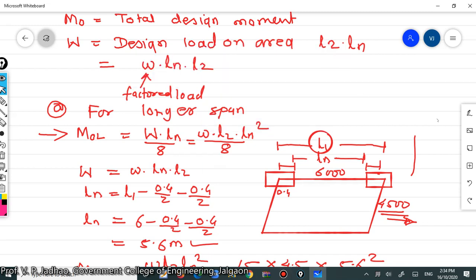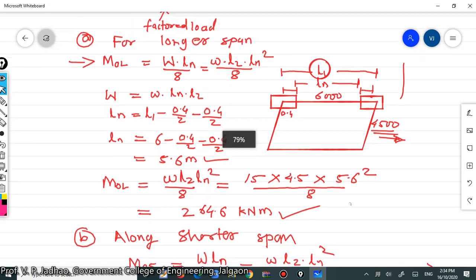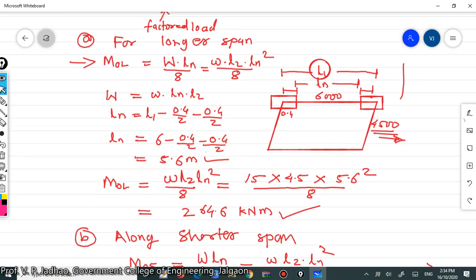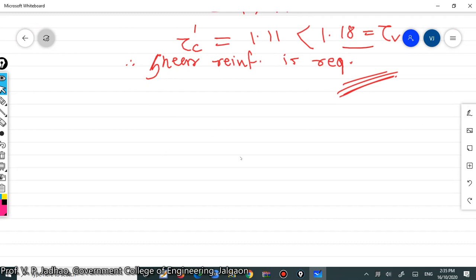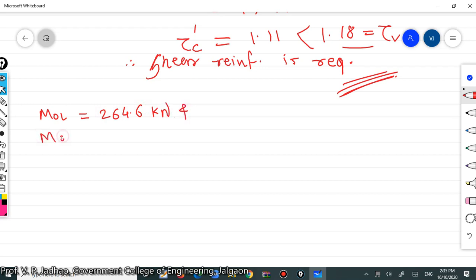So in the last lecture, we calculated the design moment along the longer direction, that is MOL, which is equal to 264.6 kilonewton meter. We'll write down this total design moment here at the bottom: MOL, that is along the longer direction, is equal to 264.6 kilonewton meter.